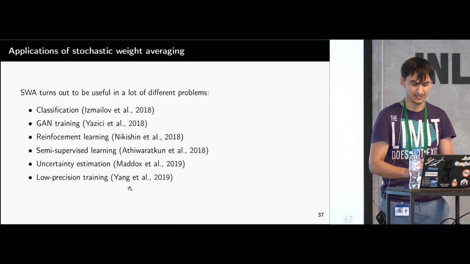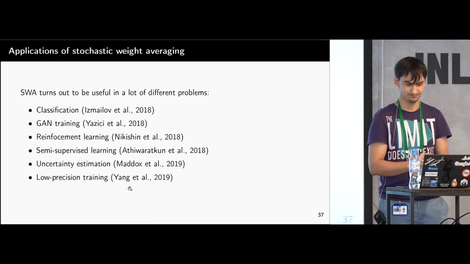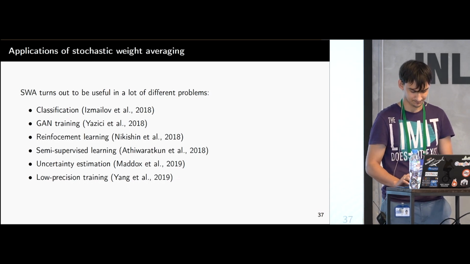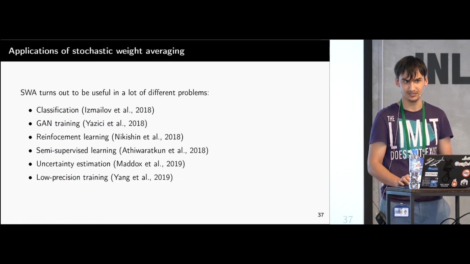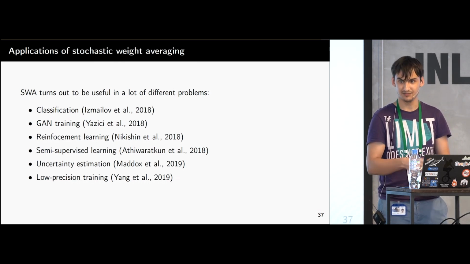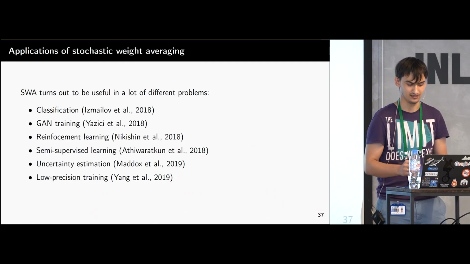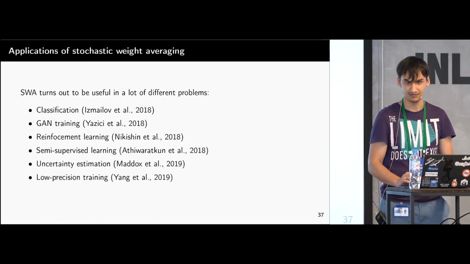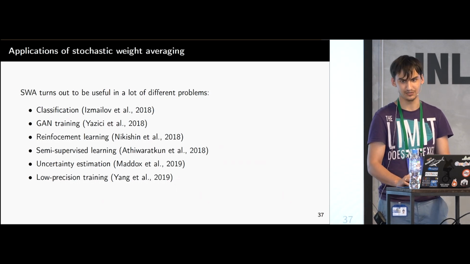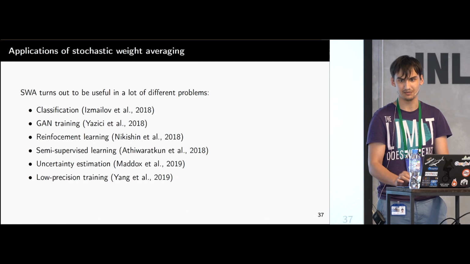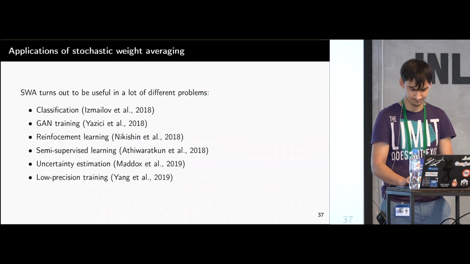And it can be applied to low precision training. You can take these low precision points during the training time, average them, and then obtain a high precision point afterwards. So during the training time, you only operate in low precision, which is quite fast. And during testing time, you have this high precision network, which performs just as well as the network that was trained in high precision from the beginning. Yeah, so that's basically all.